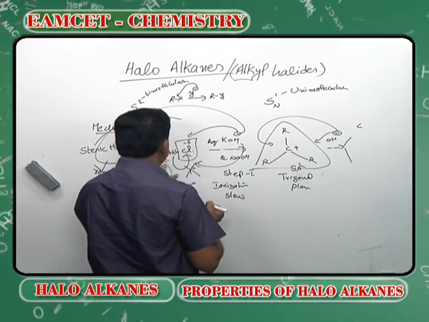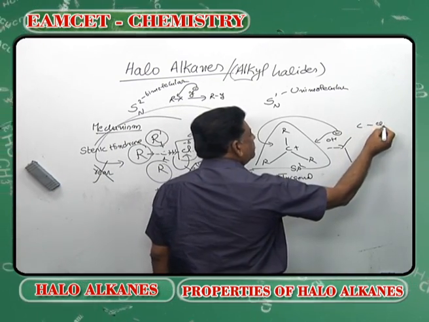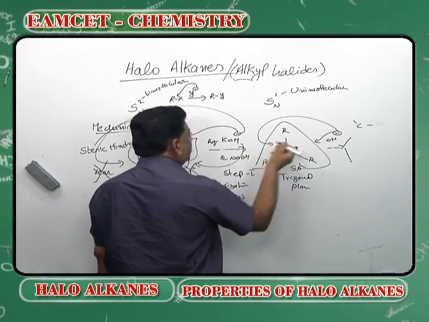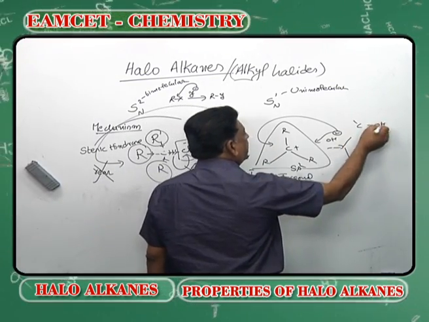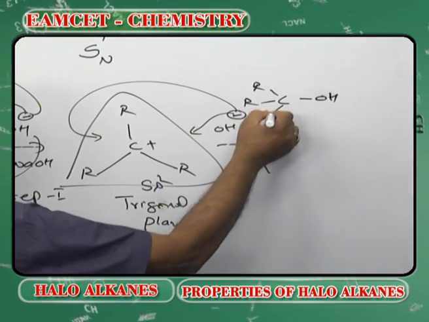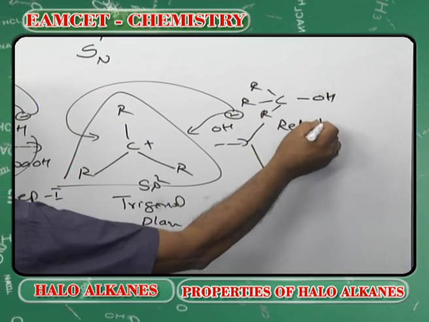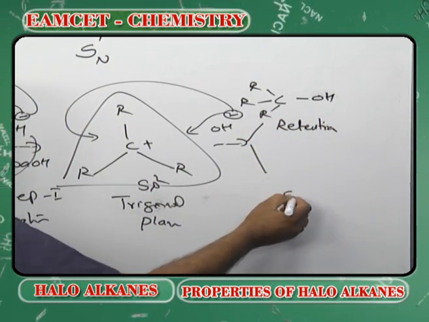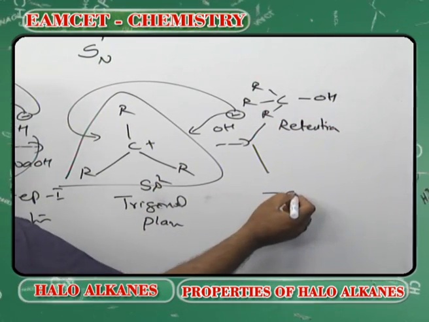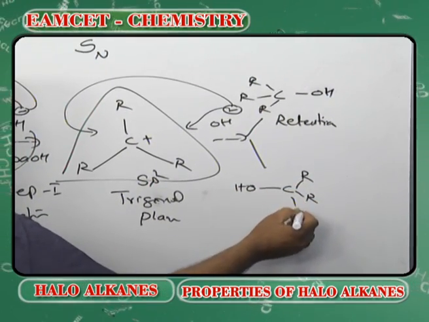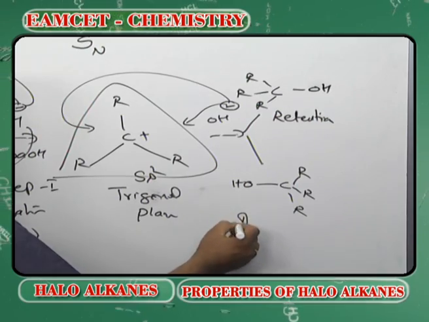One is the symmetry similar to this one. Similar to this one means the OH will be coming from the same side of the Cl. So the alkyl groups will be this side only. This is called retention in configuration. The other side of the OH will be this side and the alkyl groups will be the other side. So this is called inversion in the configuration.